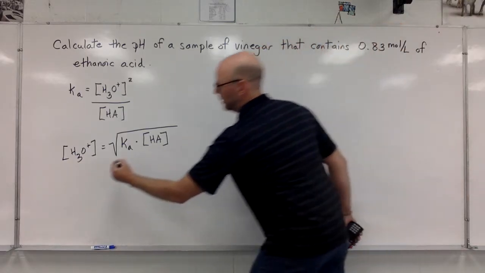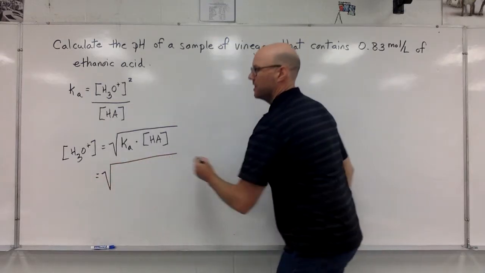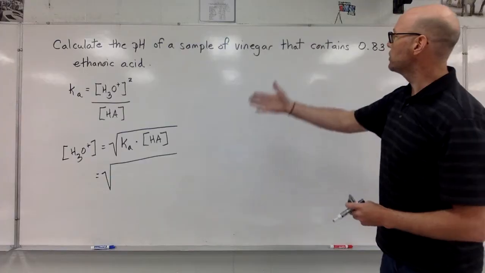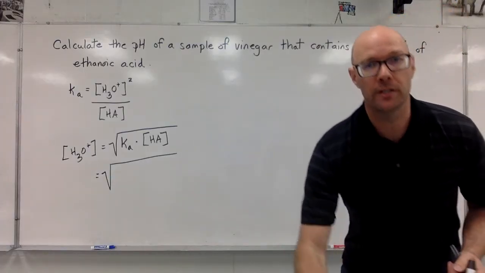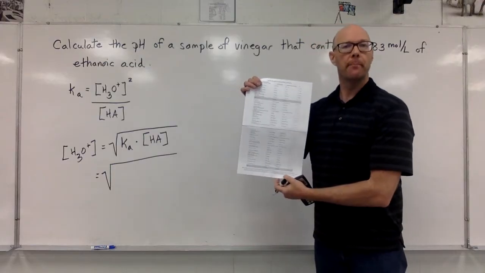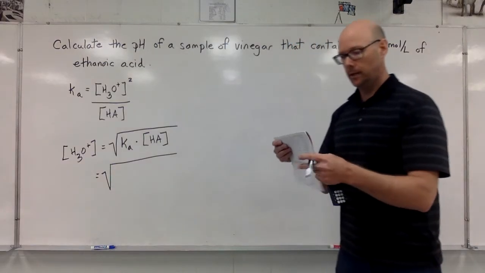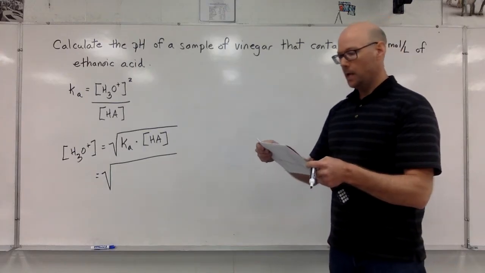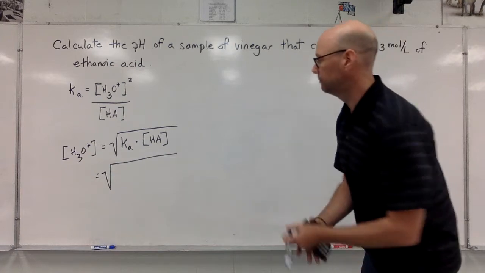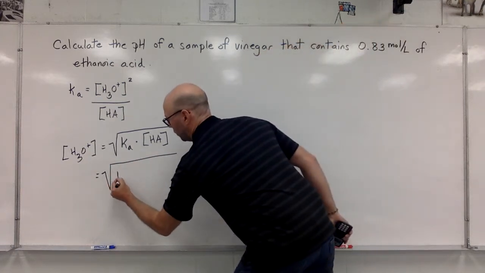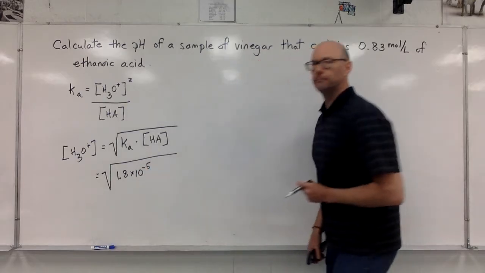So we have, this is equal to the Ka. When we read the question, the Ka is not included. We must go to the data booklet to look up that value. The Ka of ethanoic acid is 1.8 times 10 to the power of negative 5.